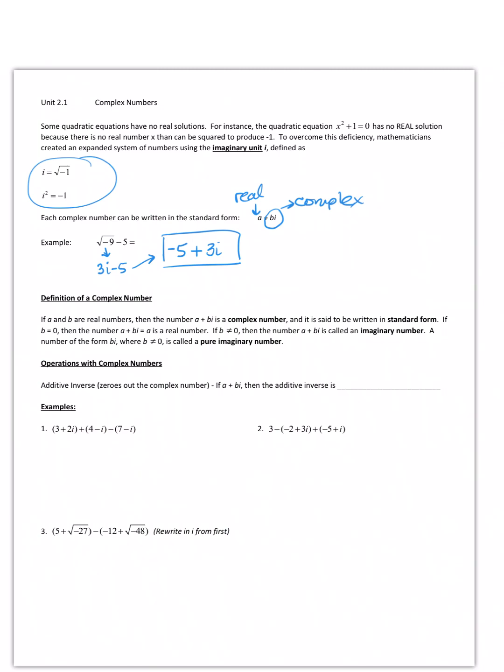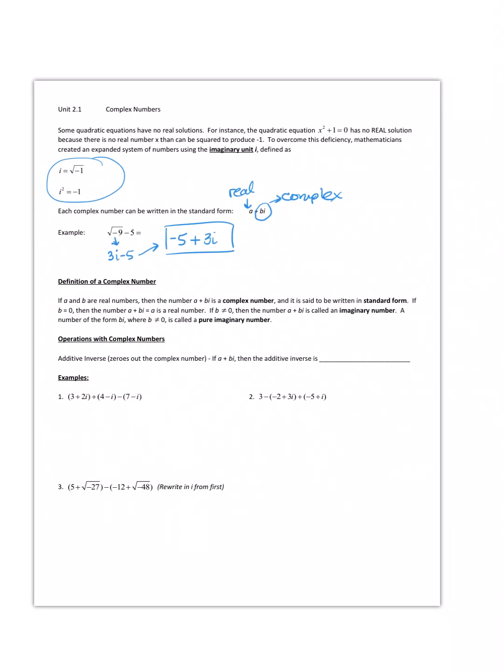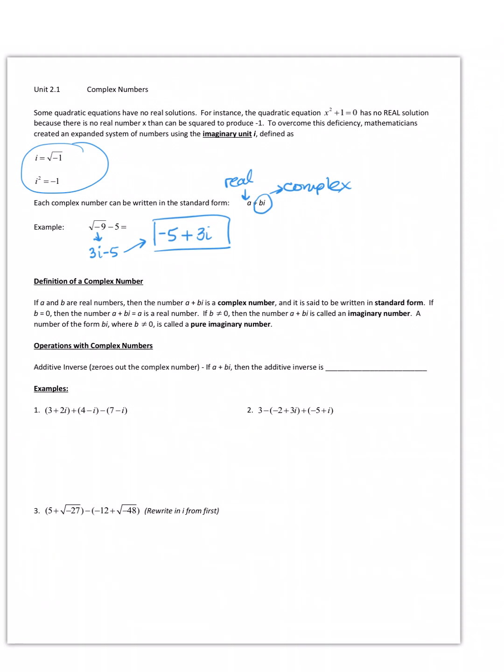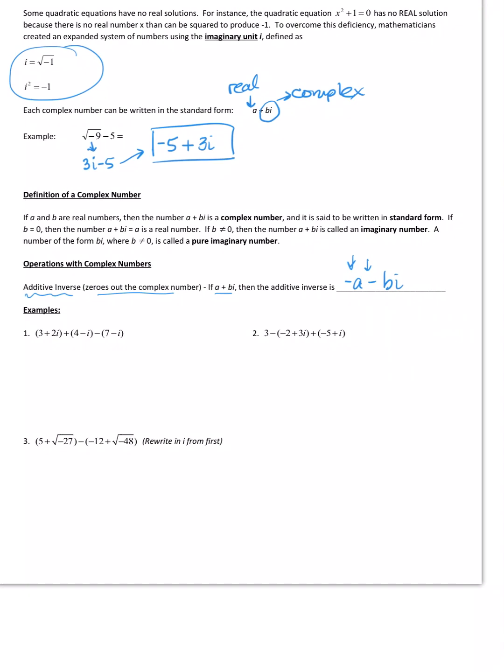Now, I'm not going to read all this to you because we just talked about a lot of this definition stuff. Operations with complex numbers. Now, the additive inverse, what that means is that it zeroes out the complex number. So if I have a complex number, a plus bi, then the additive inverse will do the opposite, -a minus bi. So basically it's changing the signs, okay? So let's just walk through some examples and see what happened here.